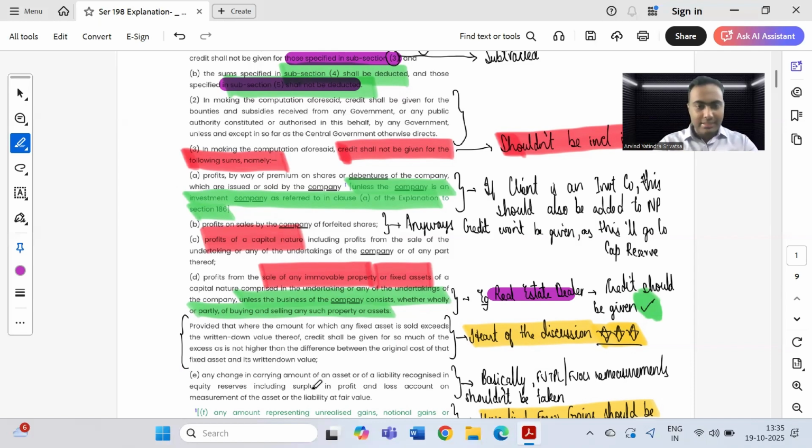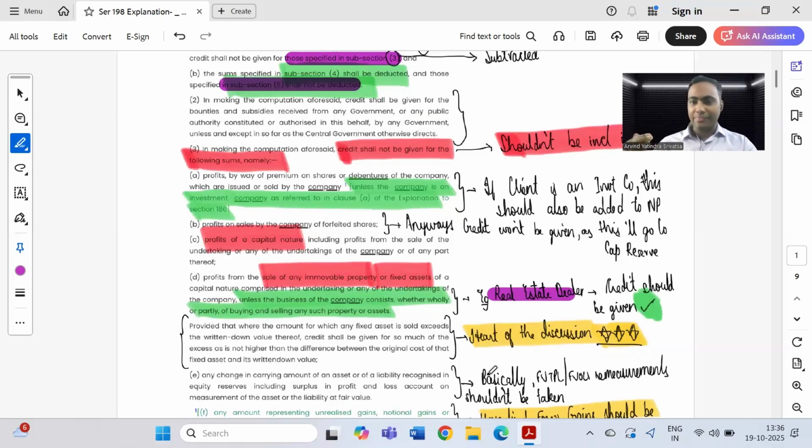Yes. Next, any change in the carrying amount of an asset or a liability recognized in equity reserves, including surplus in profit and loss account on measurement of the asset or liability at fair value. So basically, when you have the fair value change in asset, let's say you are taking an asset at FVTPL, fair value through profit and loss account, as per your Ind AS 109. At that time, what would happen is, let's say you have a gain on that asset. So that gain would be recognized in profit and loss account and it would be included in your net profit.